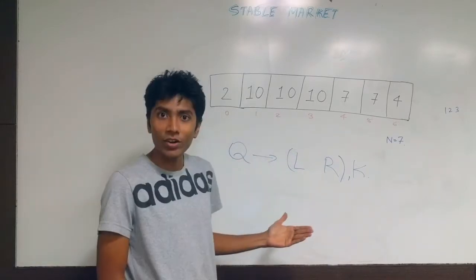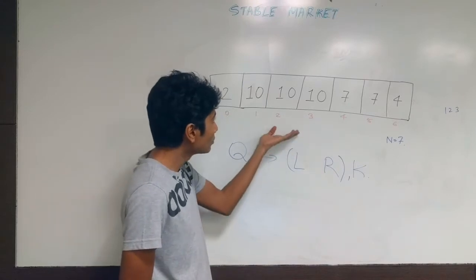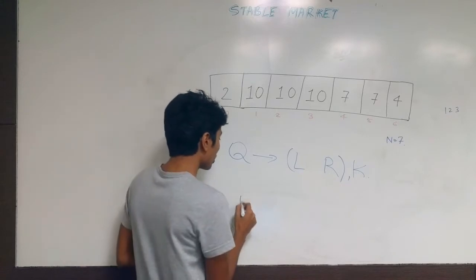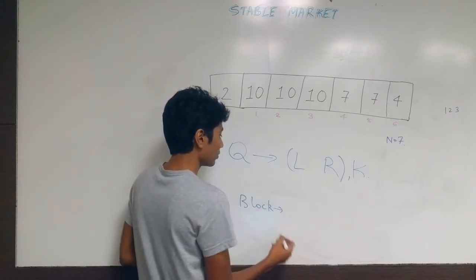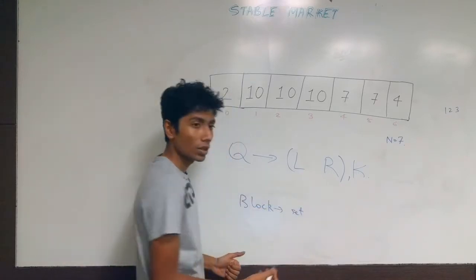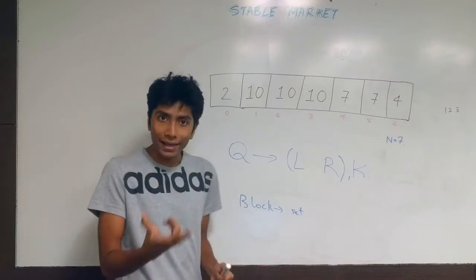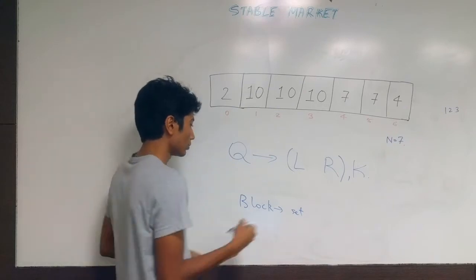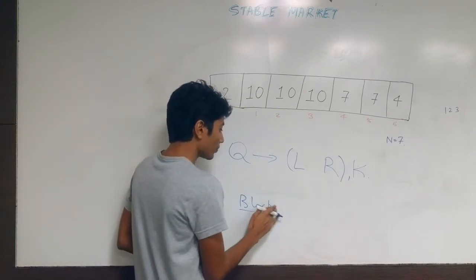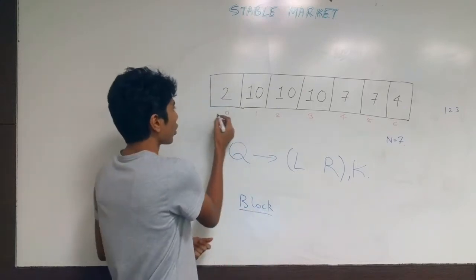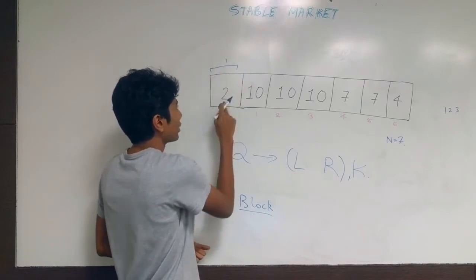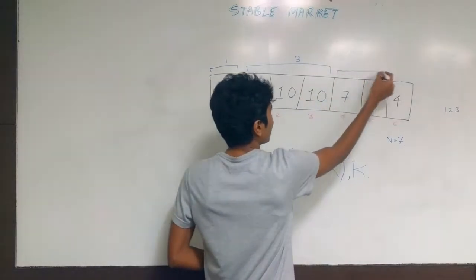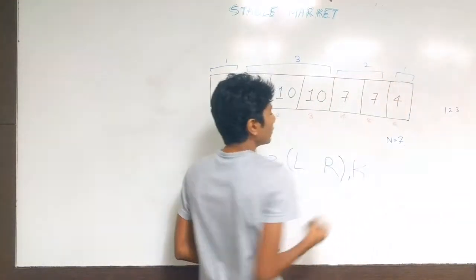We have an array given to us and we have to find blocks in that array. The way you define a block is a set of contiguous values which are equal. So a subarray in that array which has all elements equal is a block. Blocks are of different sizes: this block is of size 1, which has value 2. This block is of size 3, values of 10. This block is of size 2, and this block is of size 1.